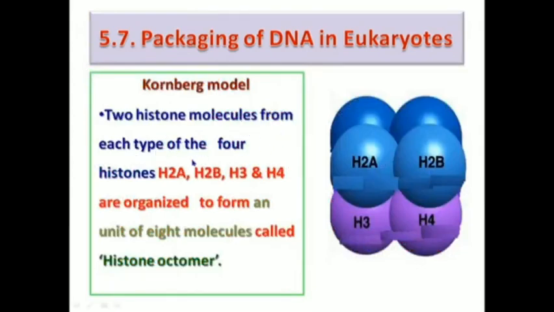Two histone molecules from each type of the four histones, H2A, H2B, H3 and H4, are organized to form a unit of 8 molecules called the histone octamer. So it is a very important 2-mark question. You have to memorize it. So the histone particles are packed together.